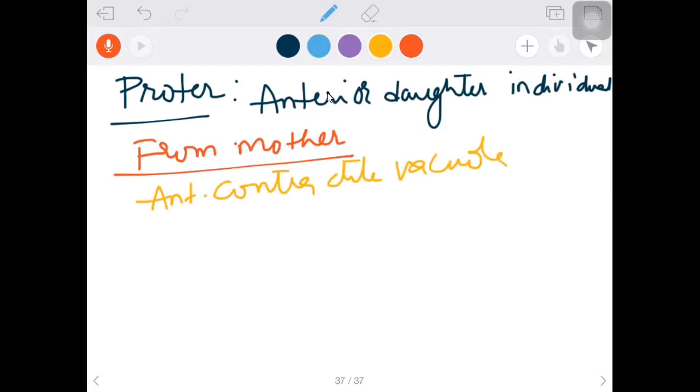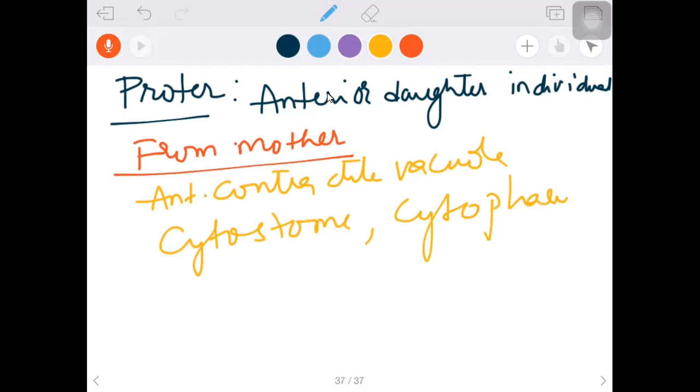The anterior contractile vacuole from the mother, as well as the cytostome and cytopharynx of the mother, are obtained by the proter itself. The anterior daughter individual, the proter, gets the mother's cytostome and cytopharynx. The nucleus is as usual, the macro and micronucleus as usual. Now, what it formed new is the next thing to be seen, which is not collected by the mother.